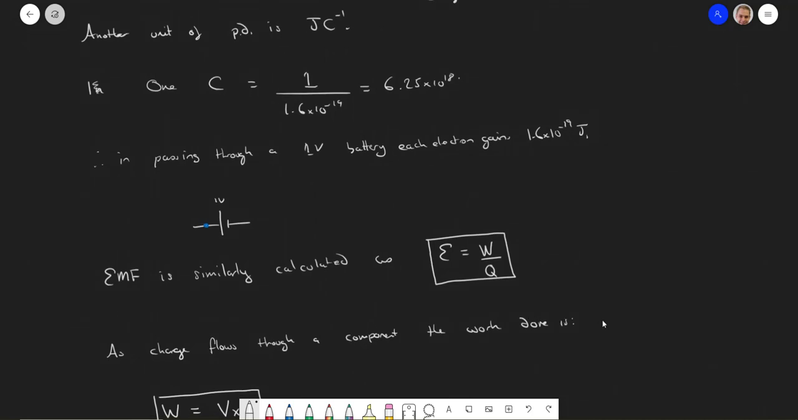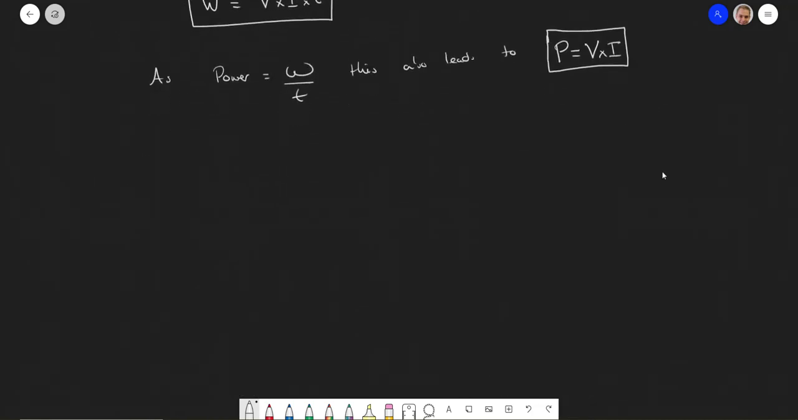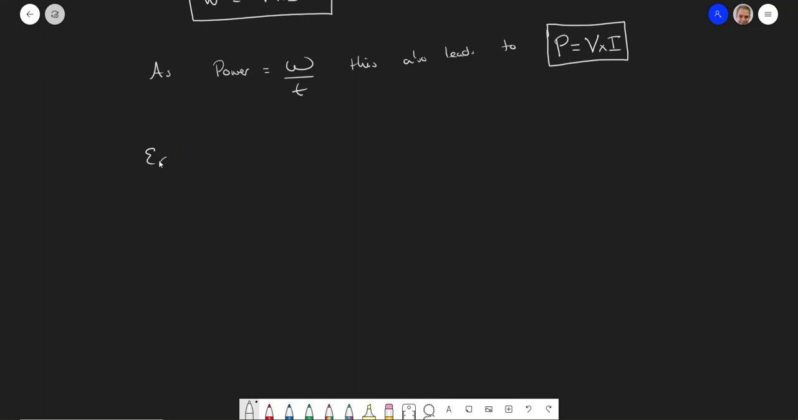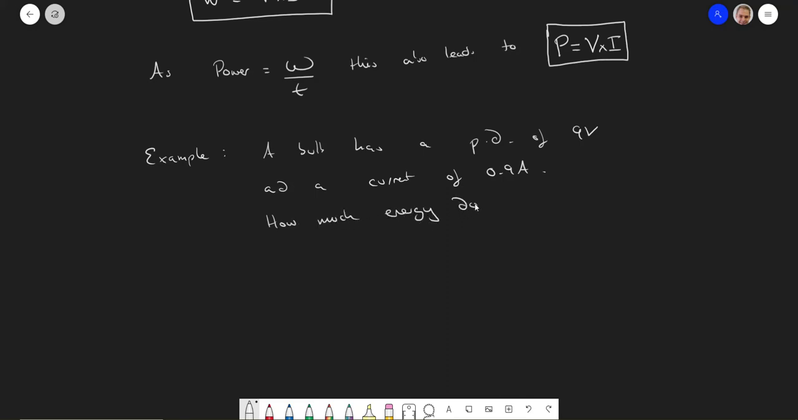So, example: a bulb has a potential difference of 9 volts and a current of 0.9 amps. How much energy does it use in 1 hour?